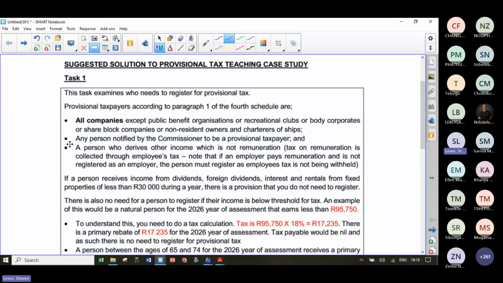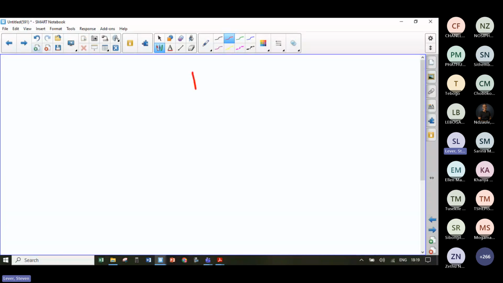It says number 2, the second dot, any person notified by the commissioner to be a provisional taxpayer. So in the question, if it says SARS has notified you that you're a provisional taxpayer, you're a provisional taxpayer. And then it says a person who derives other income which is not remuneration. So let's just unpack this and understand it.